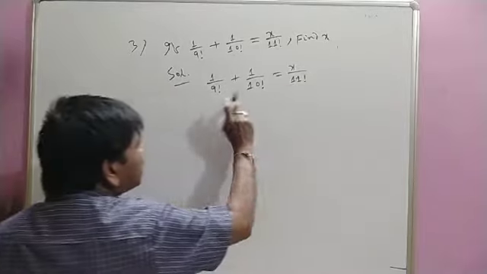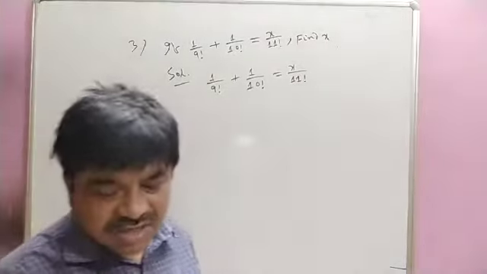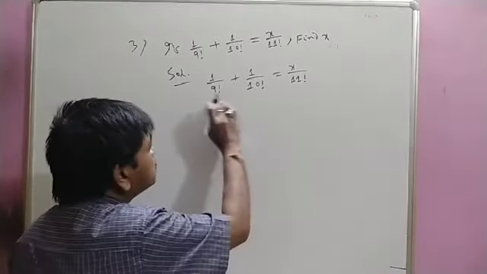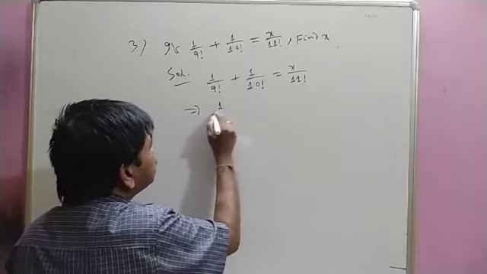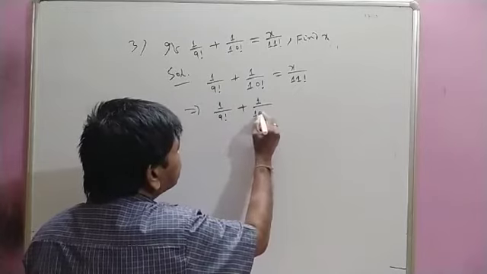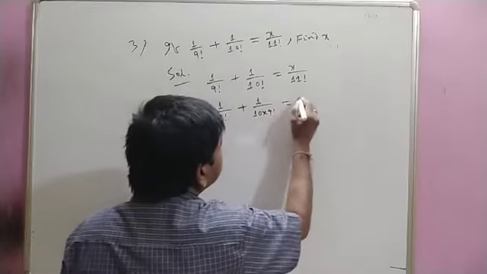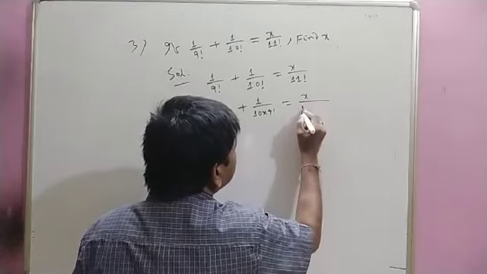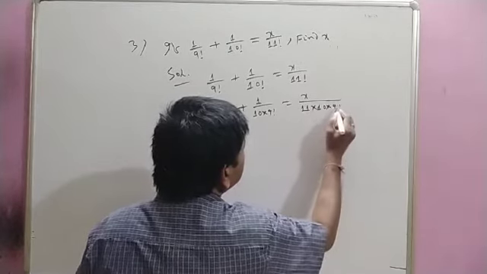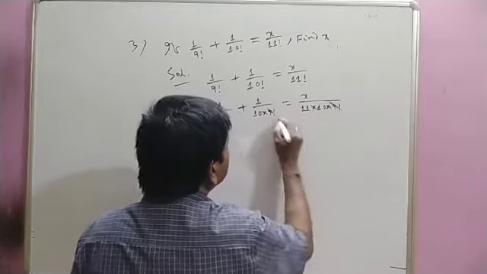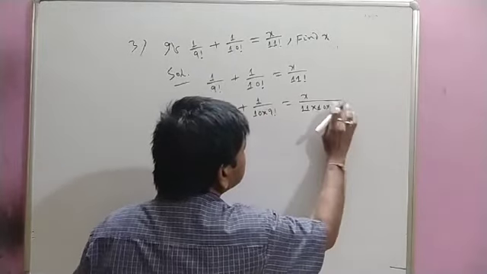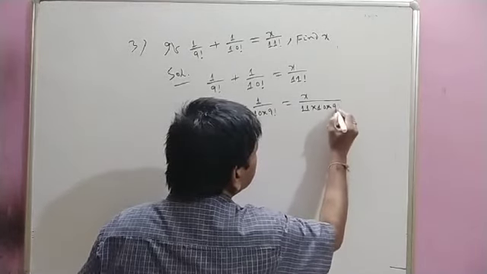So you see here 9 factorial, 10 factorial, 11 factorial. Which one is the least one? The least one is 9 factorial. So keep it like this and express 10 factorial in terms of 9 factorial. So this you can write as 1 by 9 factorial plus 1 by 10 into 9 factorial, is equal to x divided by 11 factorial, which you can write as 11 into 10 into 9 factorial.